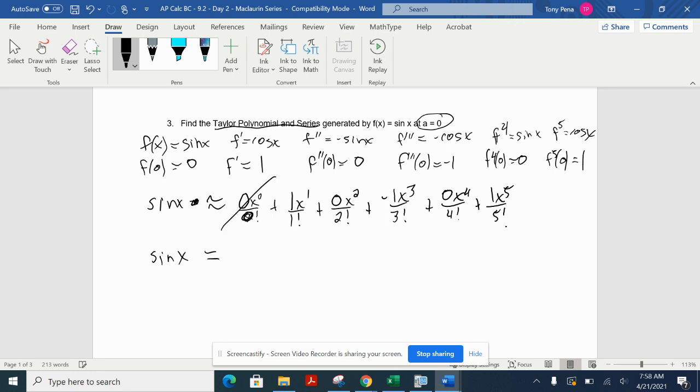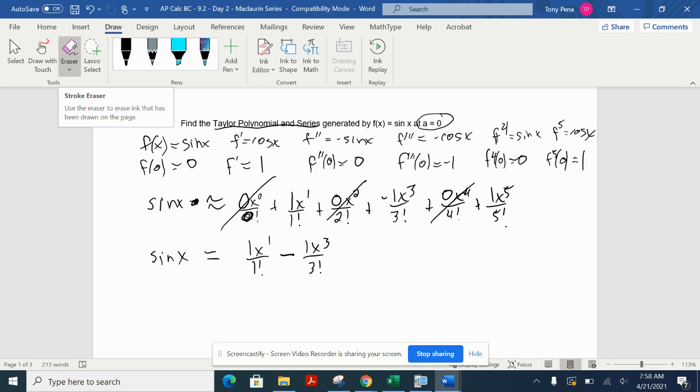So in the next one, this obviously is going to cancel. This one's going to cancel. This one's going to cancel. So what we end up with is a 1x to the 1 over 1 factorial. Then we would have a minus 1x cubed over a 3 factorial. Let's not do the ones. Certainly can, but they're not needed. And then that would be gone. So then the next one, you would get x to the 5th over 5 factorial.